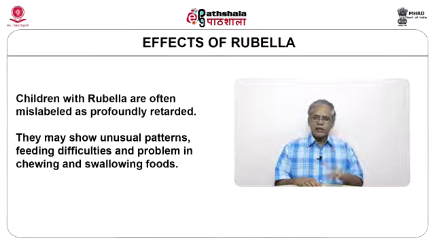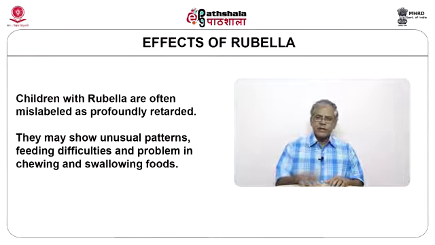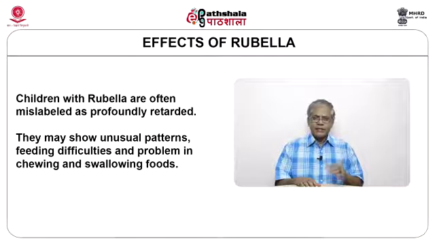Children with rubella are often mislabeled as profoundly retarded. They may show unusual patterns, feeding difficulties, and problems in chewing and swallowing foods.